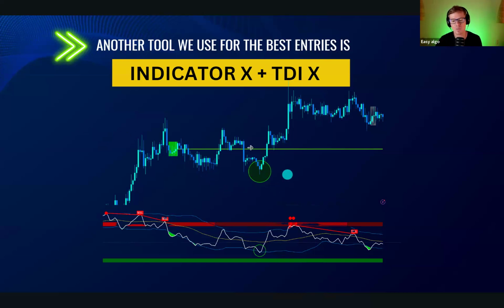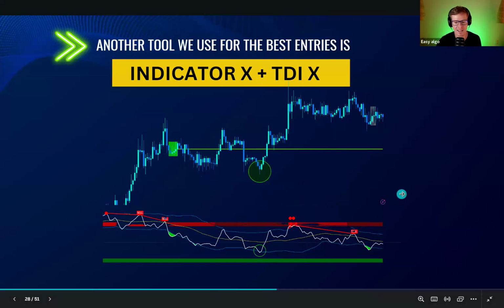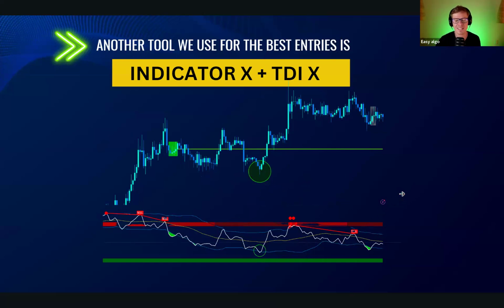And Indicator X is one of those tools that is designed to work with the strategy of how the market makers trade. And then we've also got the TDIX, which is our oscillator. And these tools work hand in hand, helping us find fantastic entries. So you'll see over here what Indicator X does. It marks out this box. And this box is what is called contraction.